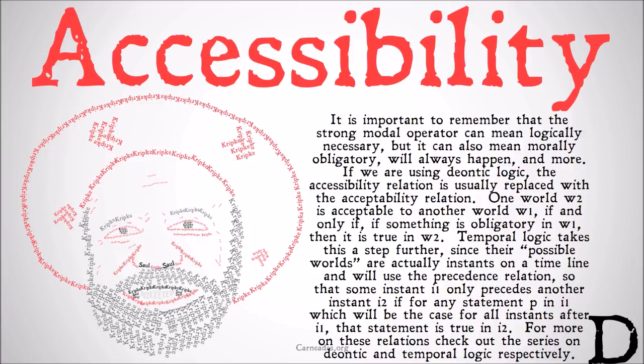Temporal logic takes this a step further, since its possible worlds are actually instants on a timeline, and we'll use the precedence relation, so that some instant I1 only precedes another instant I2 if for any statement P in I1, which will be the case for all instants after I1, that statement is true in I2. Hopefully that makes sense. For more on these relations, check out the specific series on deontic and temporal logic, respectively. We do a lot on the precedence relation in temporal logic, and in deontic logic, we do actually cover a little bit of these kinds of modal logic semantics with Kripke, and we talk about the acceptability relation.